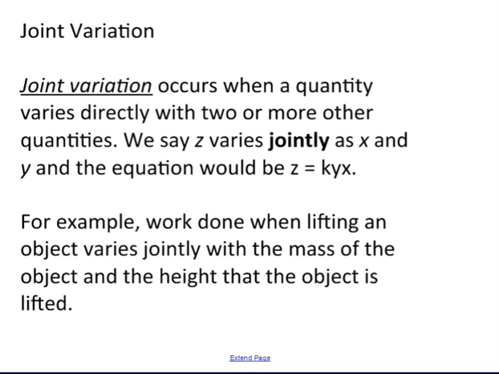Joint variation is really kind of like direct variation. We just have many variables to worry about. So it's going to be multiplying, but we're just going to be multiplying by several variables. So joint variation occurs when a quantity varies directly with two or more other quantities. We say z varies jointly as x and y, and the equation would be z equals k times y times x.